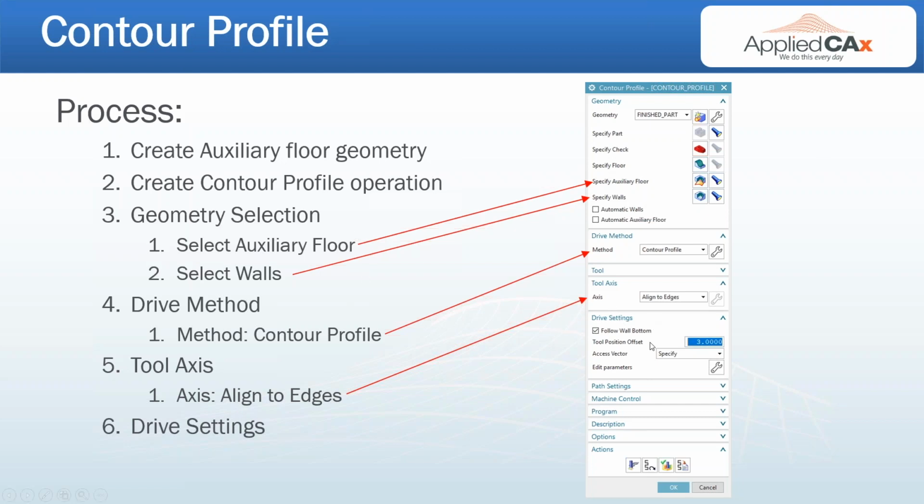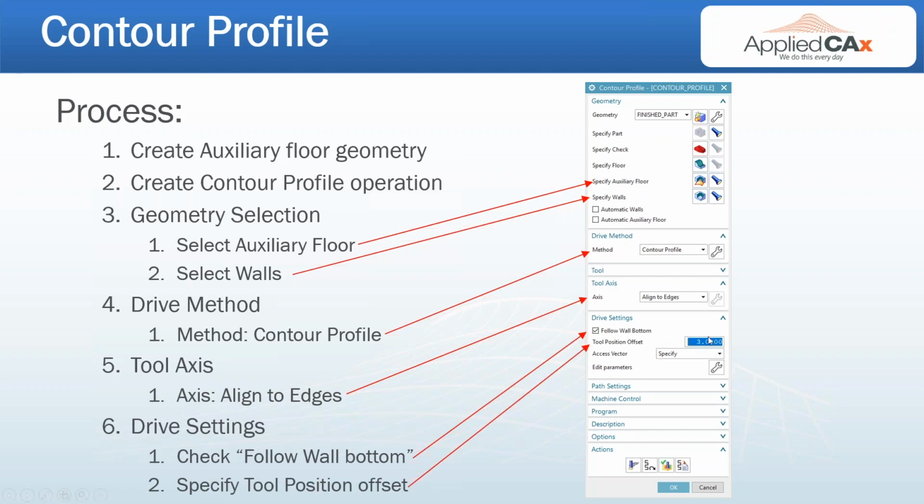And then one of the most important parts is make sure that in your drive settings you have follow wall bottom, and then your tool position offset, you need that to be at least the radius of the ball end mill that you're using. That way the radius of the ball or the tip is below the wall. That way you can make sure you get full cleanup on the wall. And you can go a little bit more if you need to. It needs to be at least the radius.